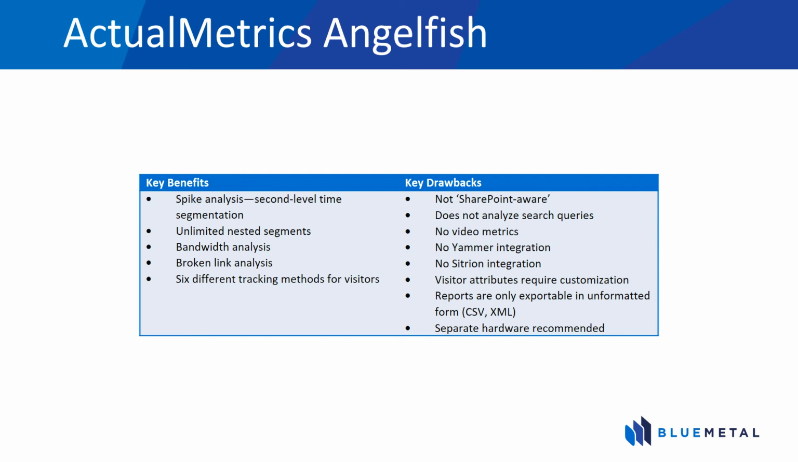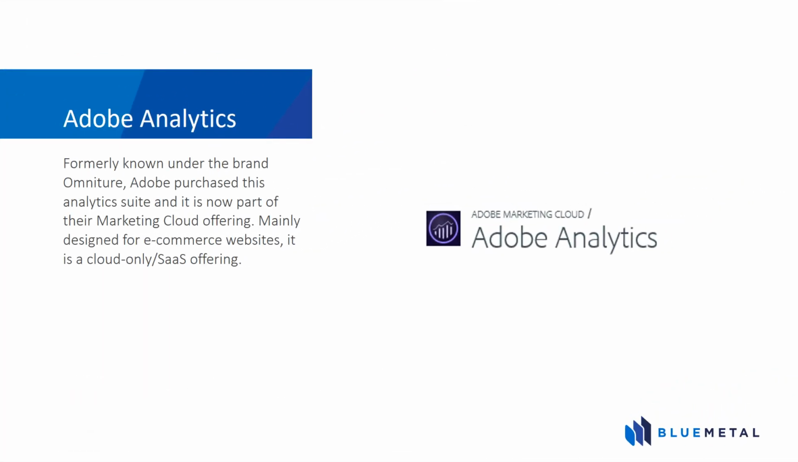There's spike analysis, so if something interesting occurs, we can look into that and see a particular increase in traffic at a particular time and segment that. We can look at broken links, so stuff that leads to nowhere, that's helpful. And there's 6 different tracking methods for visitors, so that's very helpful as well. But again, it doesn't know what SharePoint is, so that's an interesting consideration.